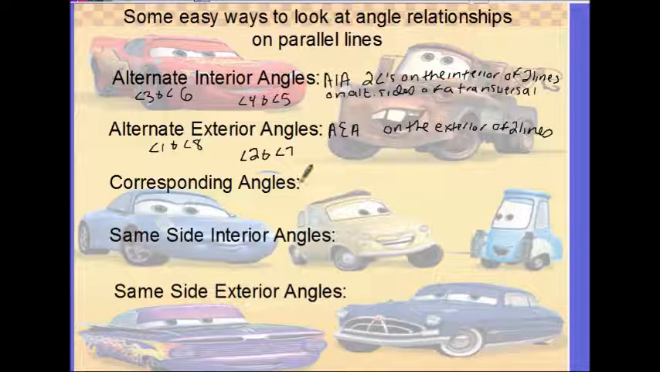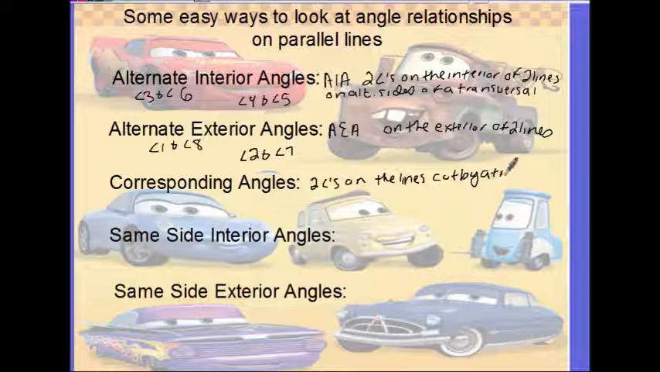Corresponding is one that seems to throw us off. So let's relate that back to science. When things are in one-to-one correspondence, it means they're matching up. That's what corresponding angles are. It's going to be two angles on the lines cut by a transversal, at the same location, on each line. In other words, they're going to be matching up.